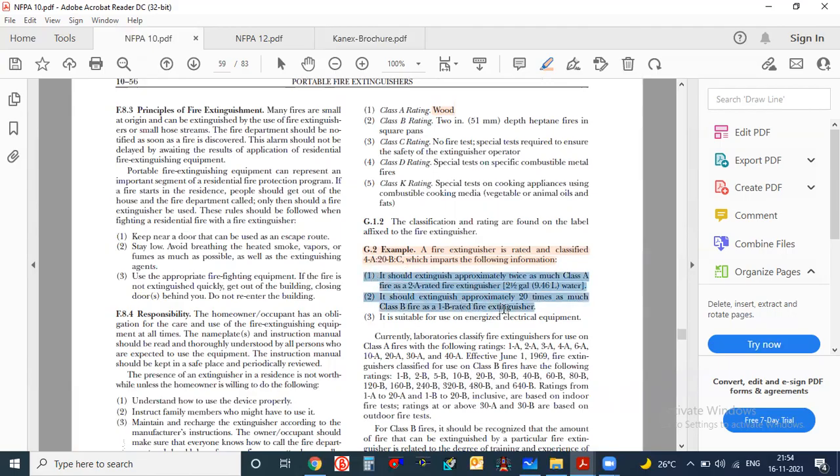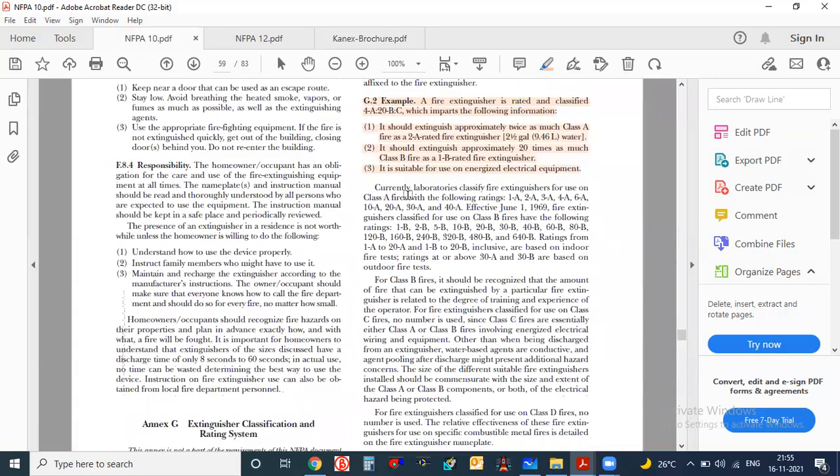This particular point is helpful for those who are on the manufacturing side. So we need to understand this a lot, because here some calculations are given, like 2.5 gallons and 20 times class B. This is the example which you can follow, how this rating system has come. In this way, here they have given certain ratings like 1A, 2A, 3A, 4A, 6A, 10A, 20, 30, 40A.